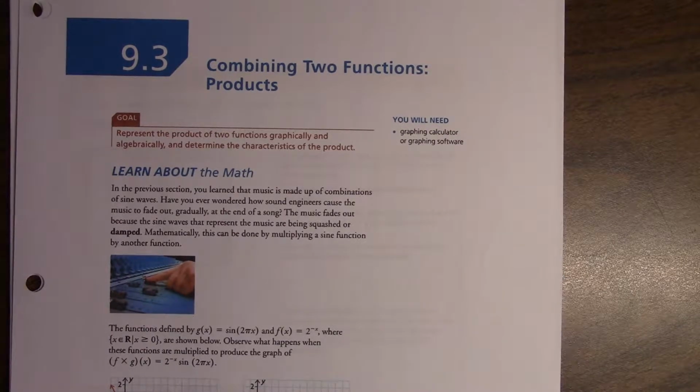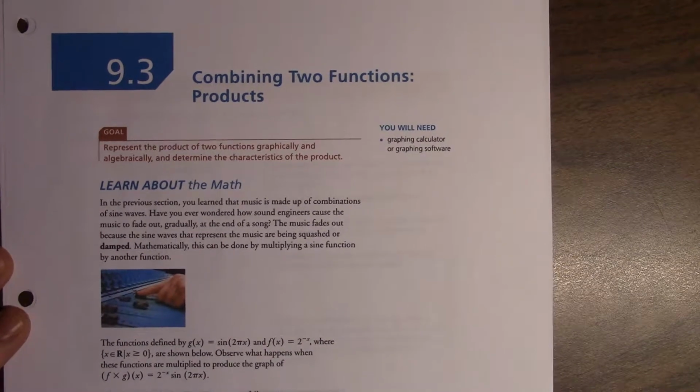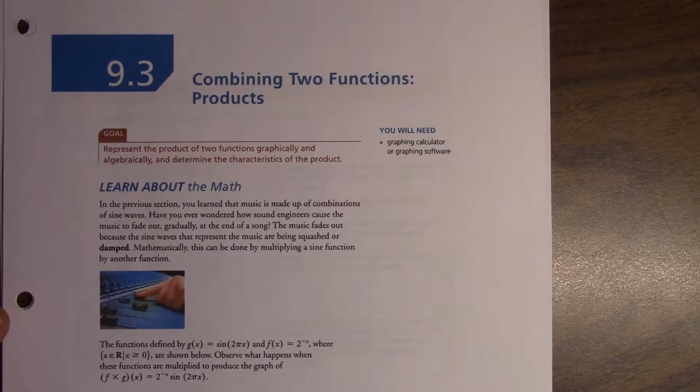Jesse, can you read that? In the previous section, you learned that music is made up of combinations of sine waves. Have you ever wondered how sound engineers cause the music to fade out gradually at the end of a song? The music fades out because the sine waves that represent the music are being squashed or damped. Mathematically, this can be done by multiplying a sine function by another function.